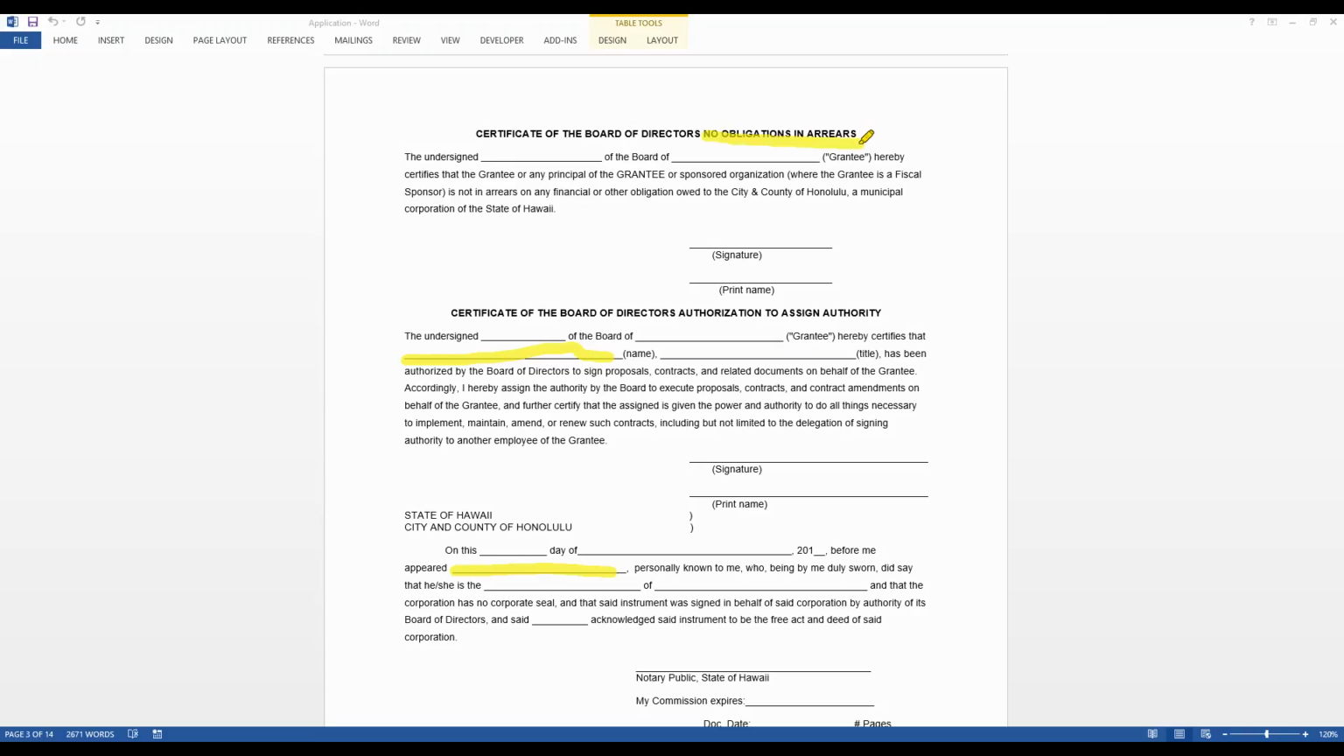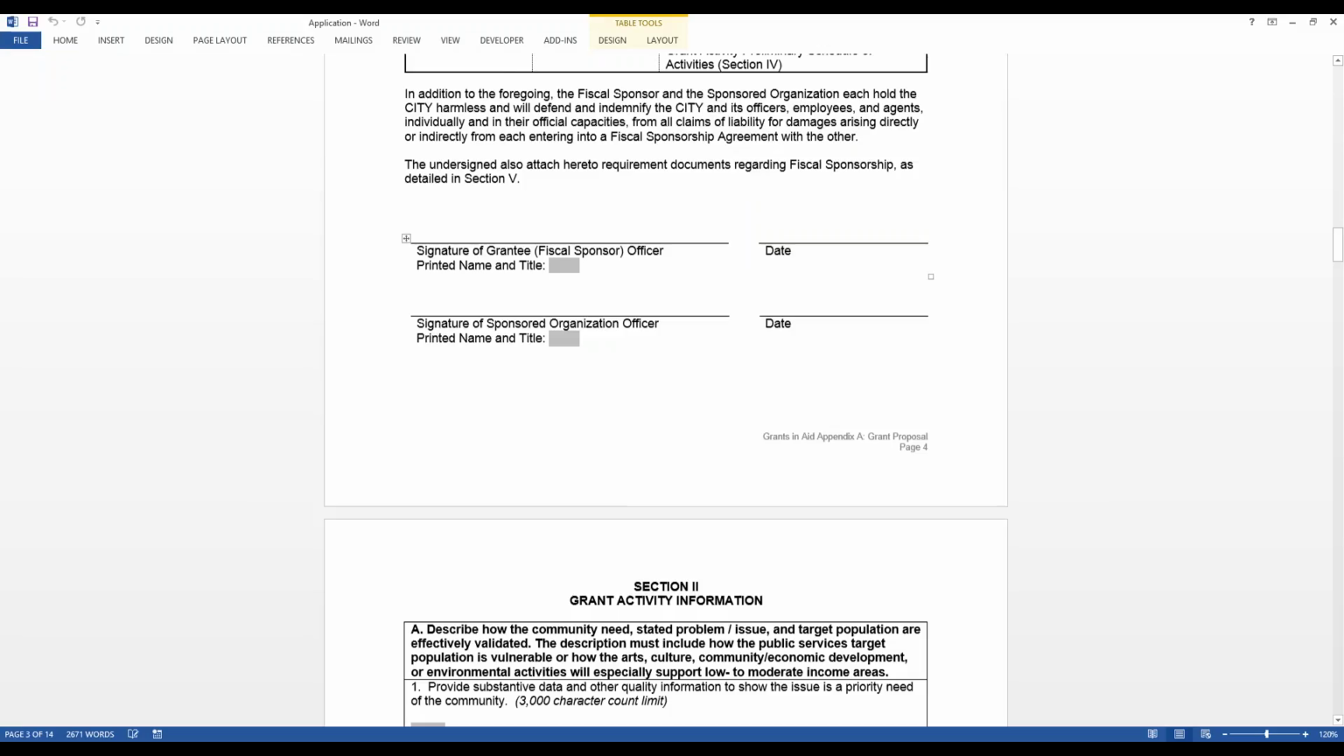As you may remember, when we talked at the beginning of the webinar about the mandatory requirements, who may apply, one of the mandatory requirements was that the organization is not in arrears on any financial or other obligations owed to the city. So your board of directors will also need to certify this statement. Okay, moving on to the next page.